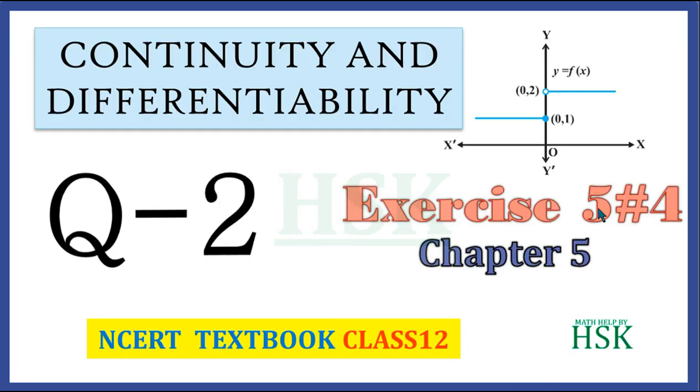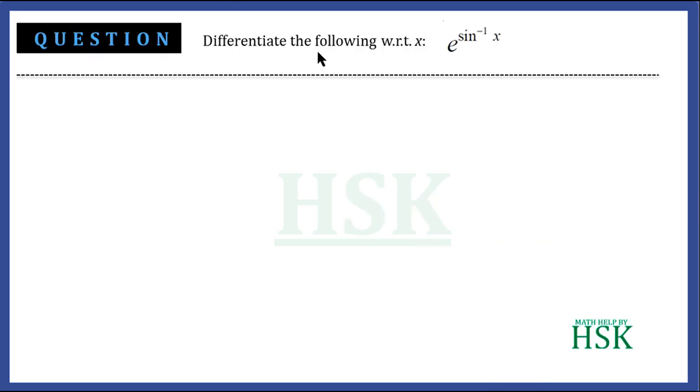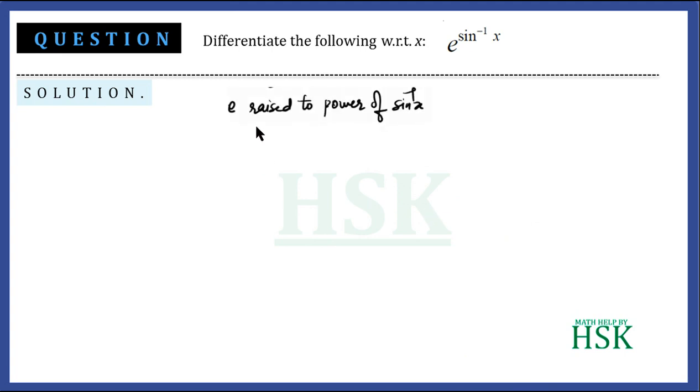This is question number 2 of exercise 5.4 from the chapter Continuity and Differentiability. The question is differentiate with respect to x e raised to the power of sine inverse x. Now to solve this question, first of all, we are going to solve this question by chain rule. So first of all, we read the question. So it is going to be read like this: e raised to the power of sine inverse of x. So first of all, we are going to differentiate e and then sine inverse of x.